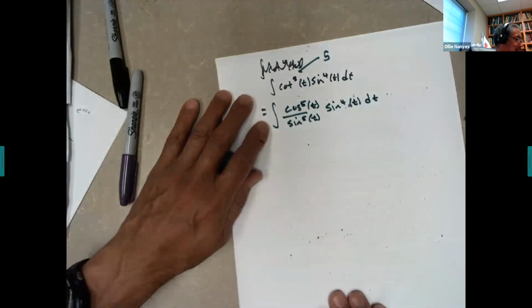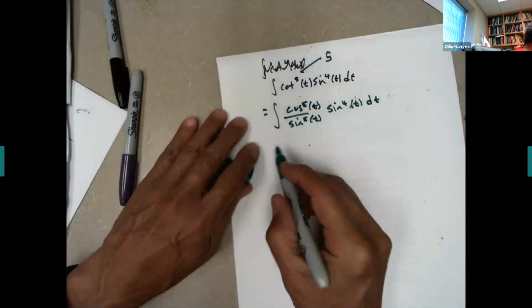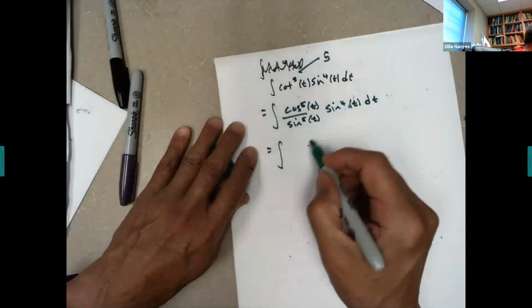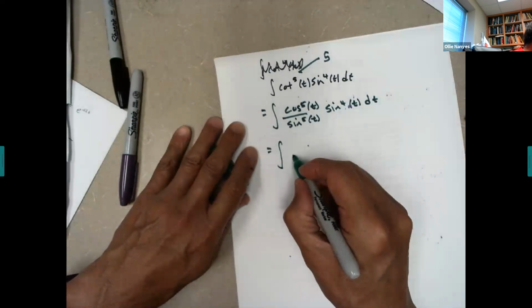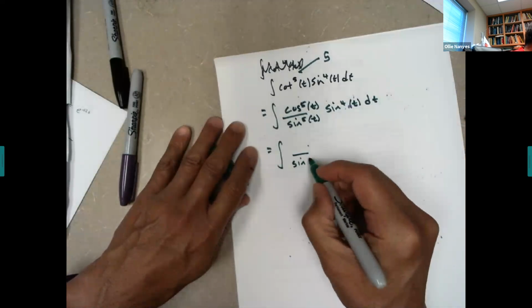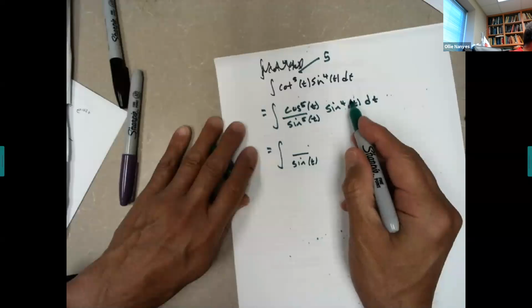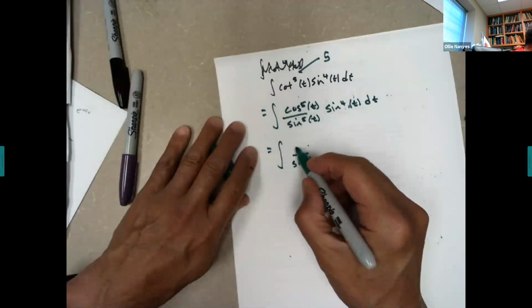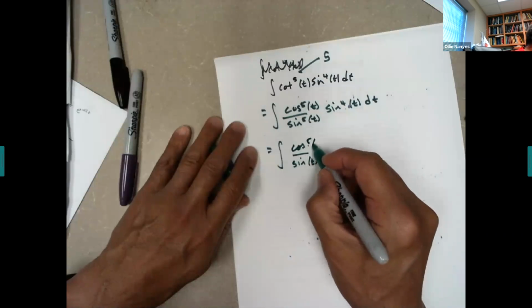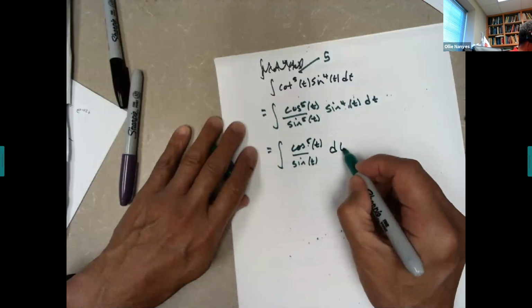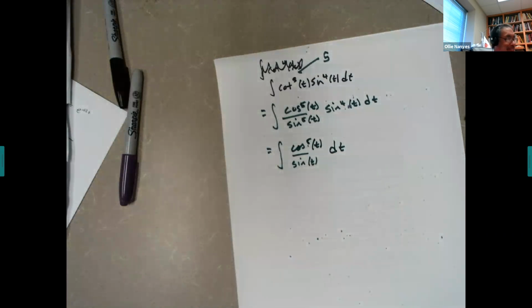Okay? Now that kind of looks like, well, what are we going to do here? Because one of these will cancel. The sine to the fourth, well, we could try canceling it all the way out. So we now have sine of t in the denominator, because one of those cancels. I still have a cosine to the fifth, dt. Now that looks like, well, what are you going to do?